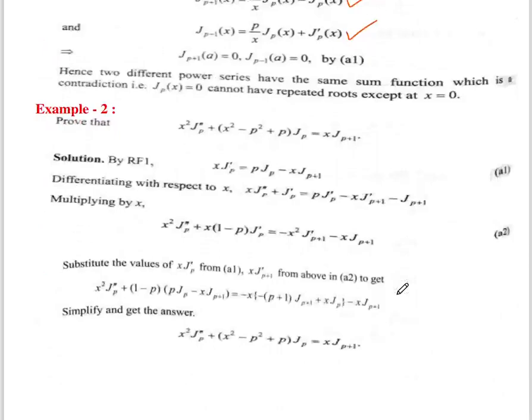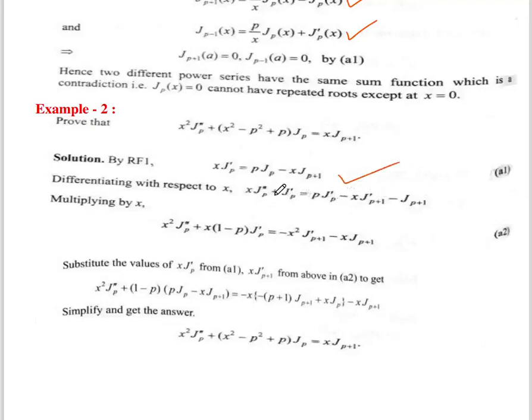Now we will see the second example. Prove that x squared J''p plus (x squared minus p squared plus p) Jp equals x J(p plus 1). To prove this example number 2, we will use recurrence formula number 1. The recurrence formula number 1 is given as A1.